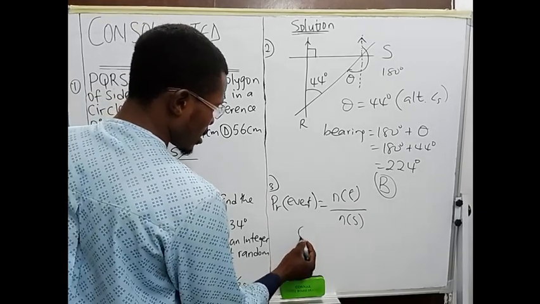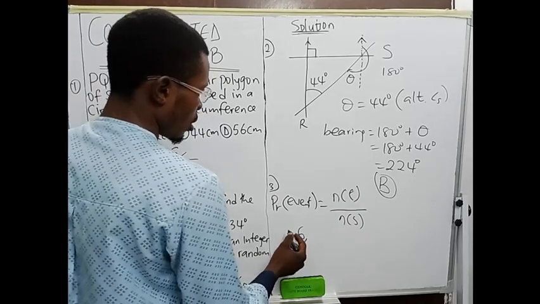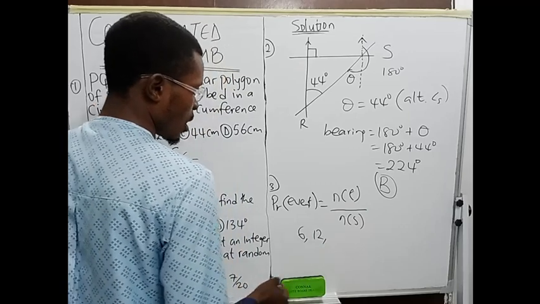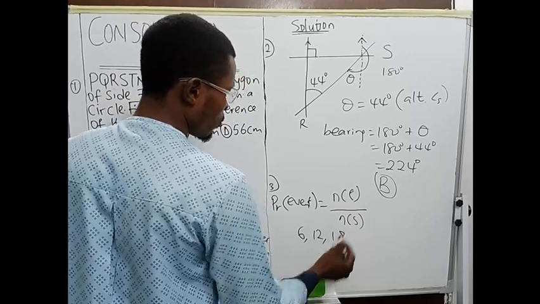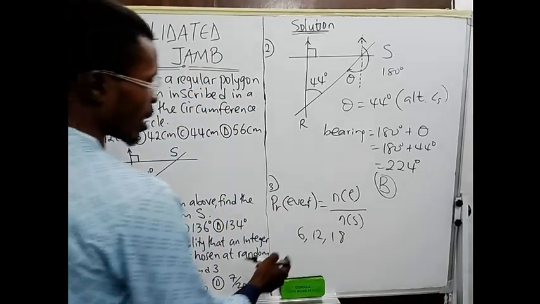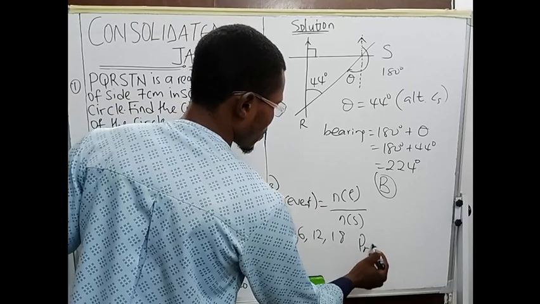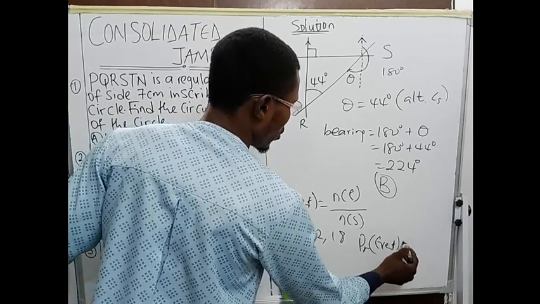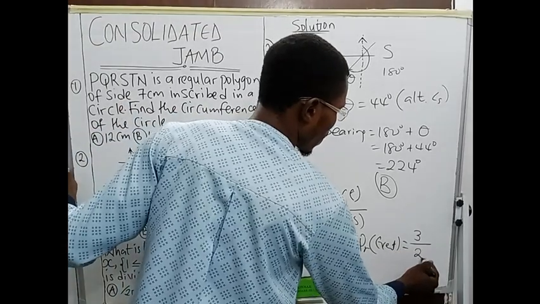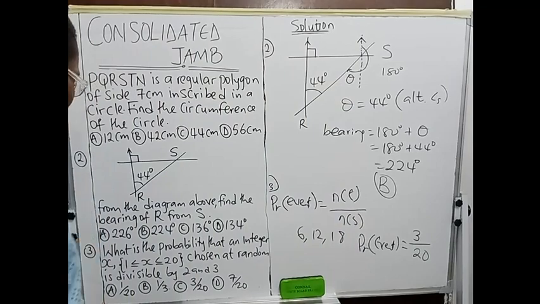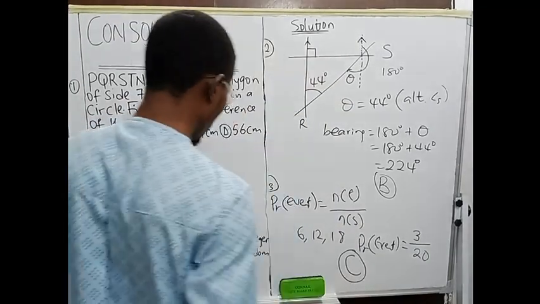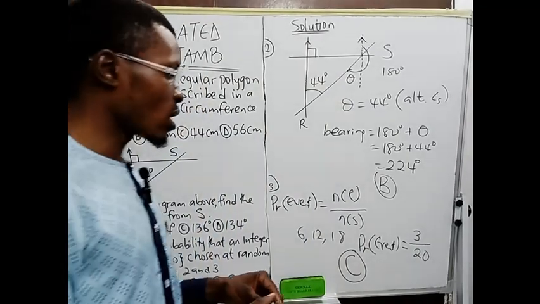We have 6, which is a common multiple of 2 and 3. We have 12, a common multiple of 2 and 3. We have 18, a common multiple of 2 and 3, in this set of values. So they are 3. Therefore, the probability of the event is given by 3 over the sample space, which is 20. Can we break this down? No. And that is given by option C. So option C gives the probability that an integer chosen at random is divisible by 2 and 3.